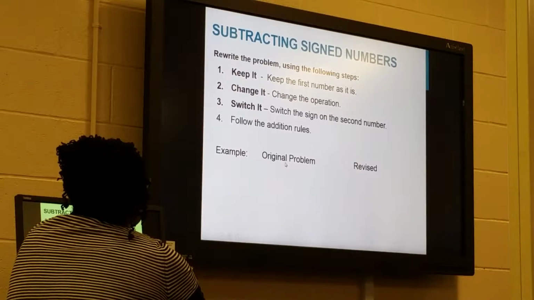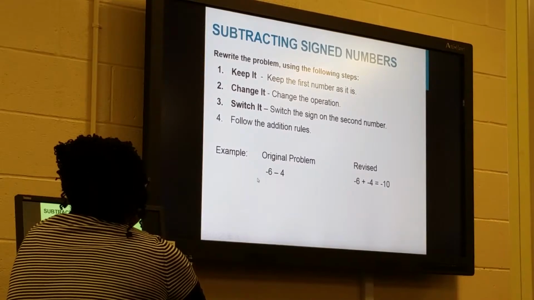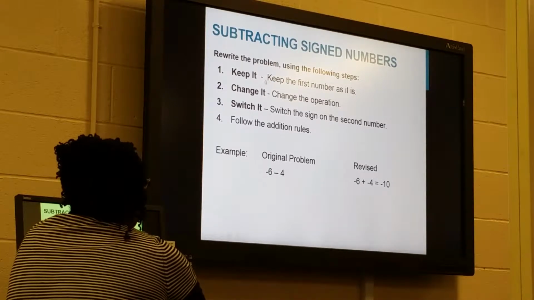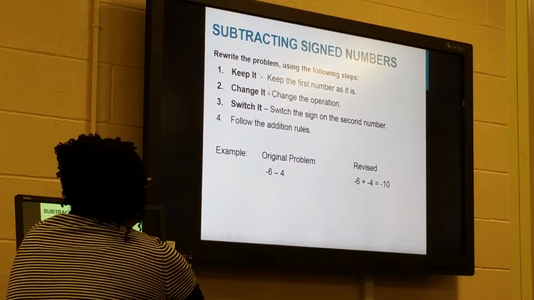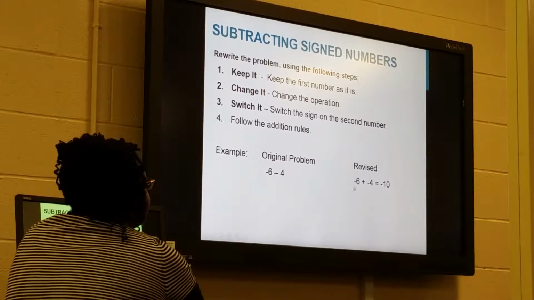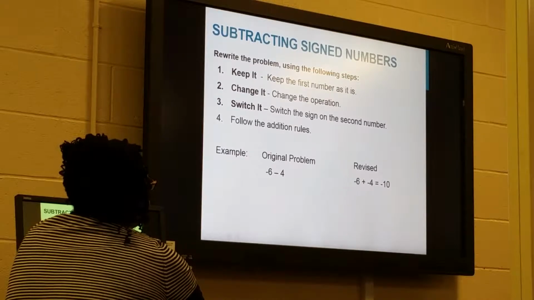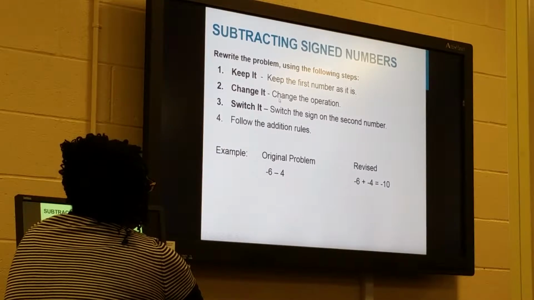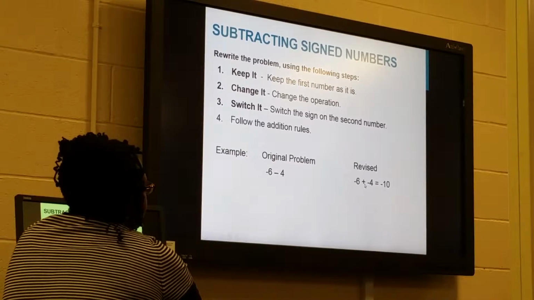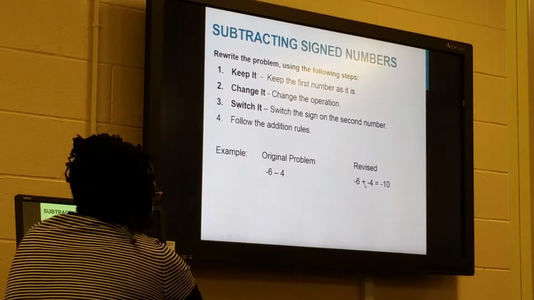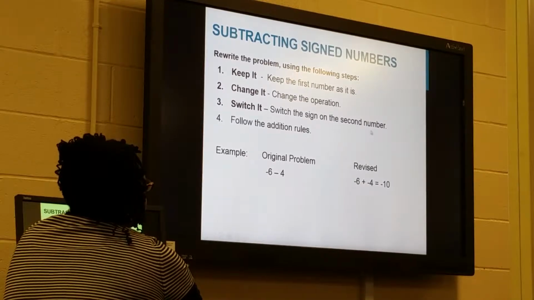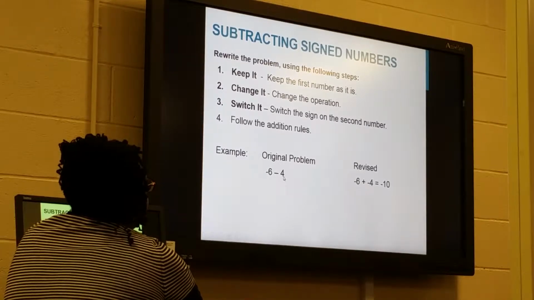Example. So the original problem says negative 6 minus 4. But if we look at these rules right here, we are going to keep this 6 as it is, where it says keep the first number as it is. Then it was subtracting, but we changed the operation to plus, or adding, or whatever you want to say. Then we switched the sign of the second number. So this was a positive 4.